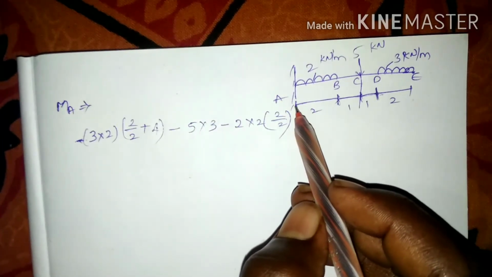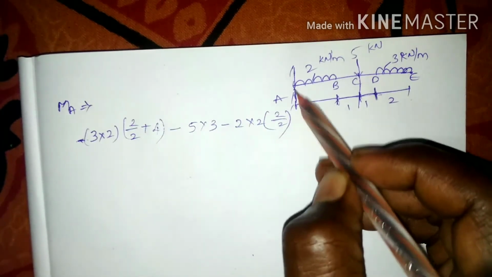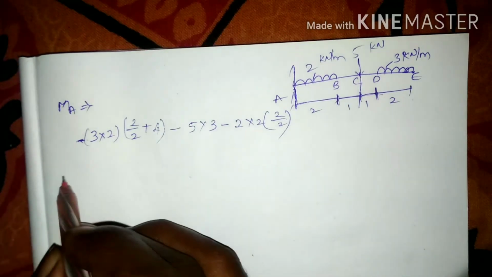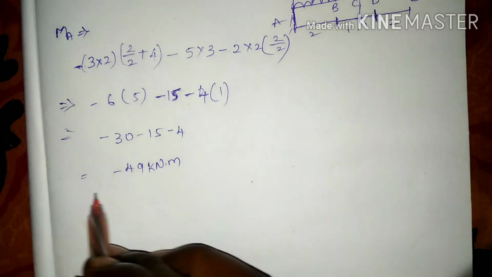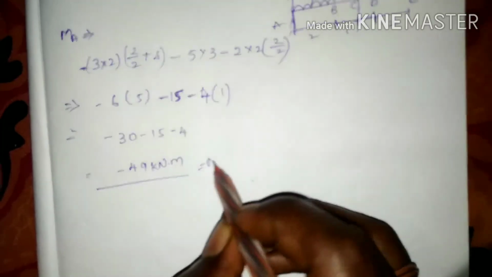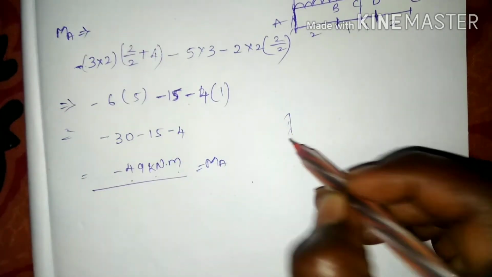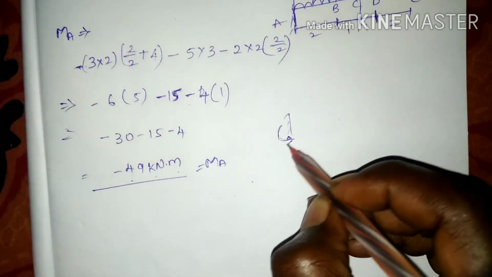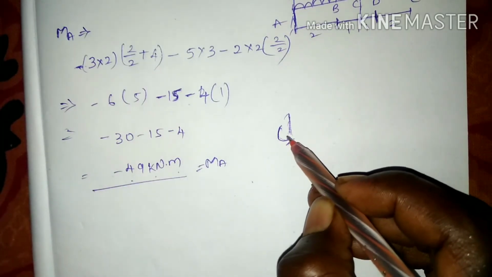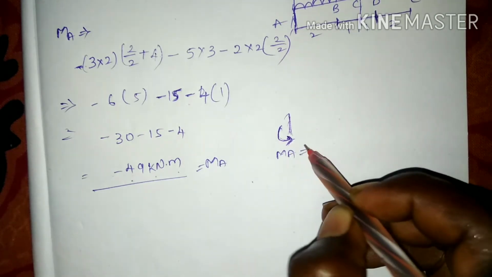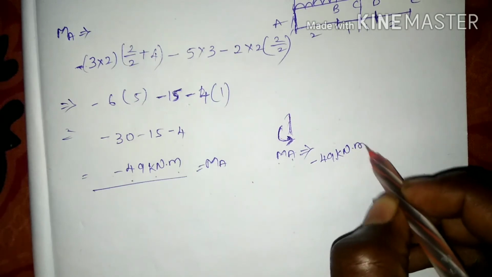Here we are not adding any extra distance because it ends here, minus of 6 up to here. So the moment about A is equal to minus 49 kilonewton meter. For the fixed end, we are having one moment, that is MA. The maximum moment at A is equal to minus 49 kilonewton meters.